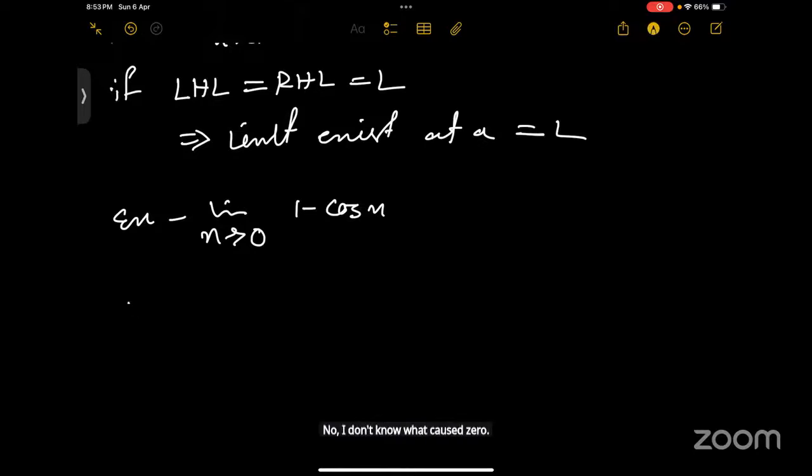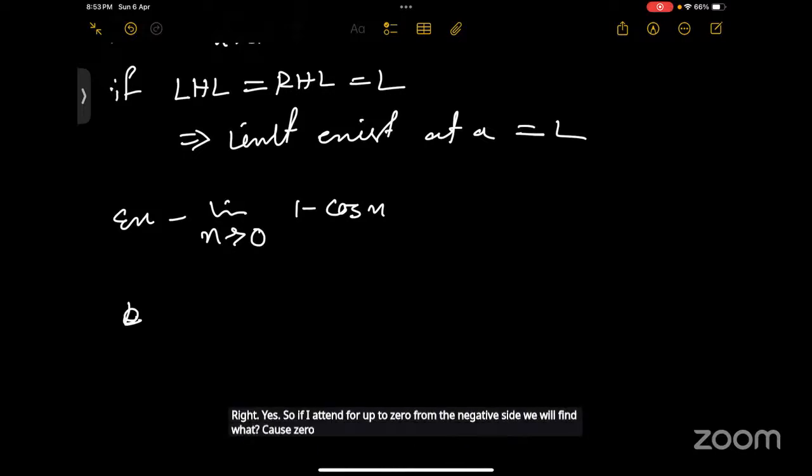So if I tend to 0 from the negative side, and cos is an even function, so cos of minus something is again cos of that. So the limit will be 1 minus 1, because cos of 0 is 1. So the limit will be 0, right?